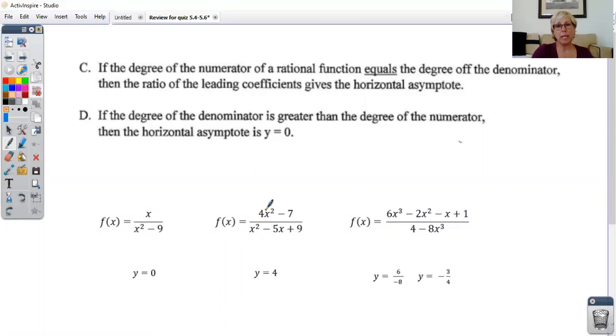So I'm going to take my leading coefficient of 4 and put it over the lead coefficient of 1. 4 over 1, I have a horizontal asymptote at 4. In this example, I've got a degree of 3. Down in the denominator, I have to find the largest exponent. It's over here. It's not always first. It's not always in descending order, although it should be. So the degrees are the same. Coefficient over coefficient, 6 over negative 8 reduces to negative 3/4.